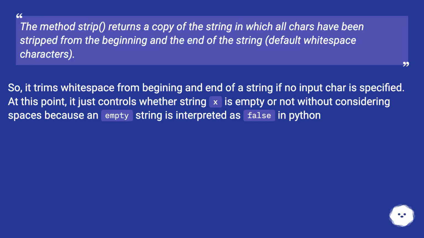The method strip returns a copy of the string in which all chars have been stripped from the beginning and the end of the string, default whitespace characters. So, it trims whitespace from beginning and end of a string if no input char is specified. At this point, it just controls whether string x is empty or not without considering spaces because an empty string is interpreted as false in Python.